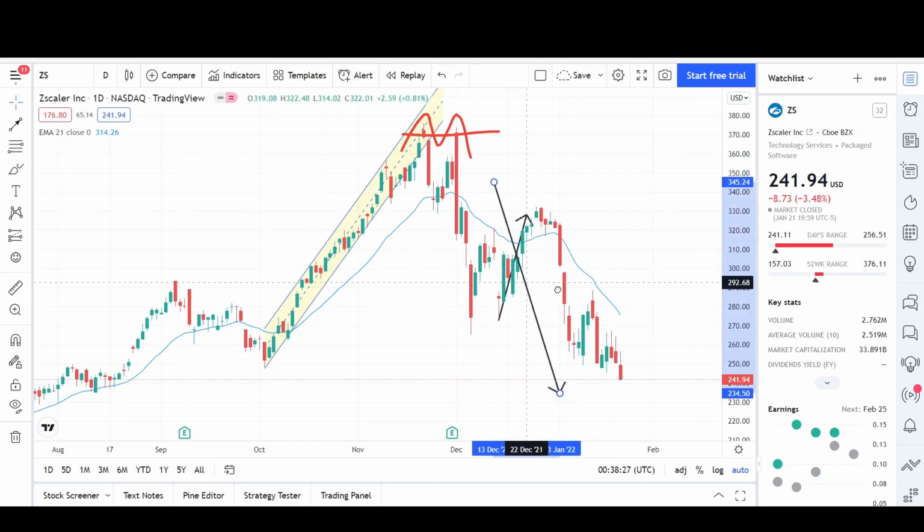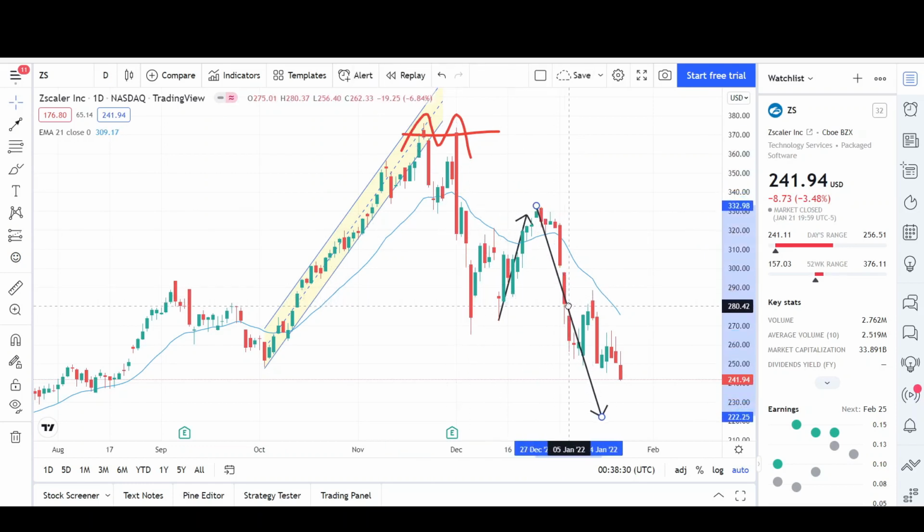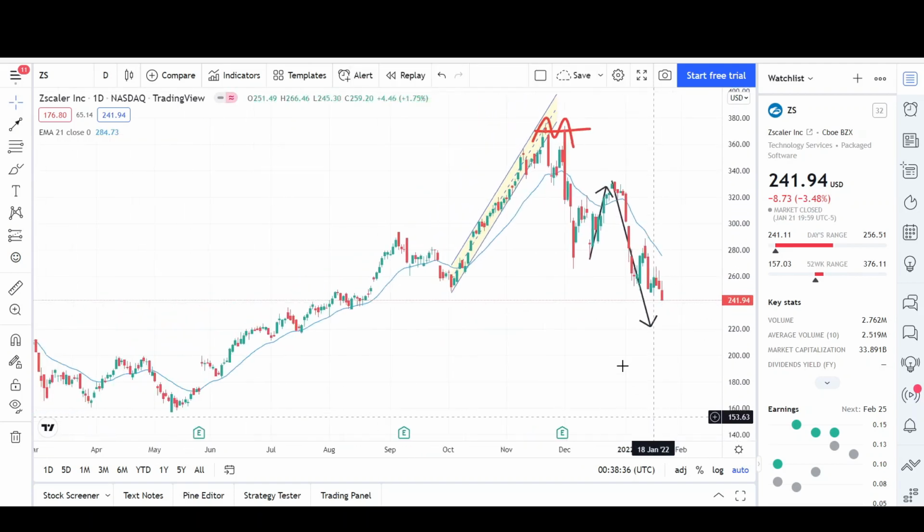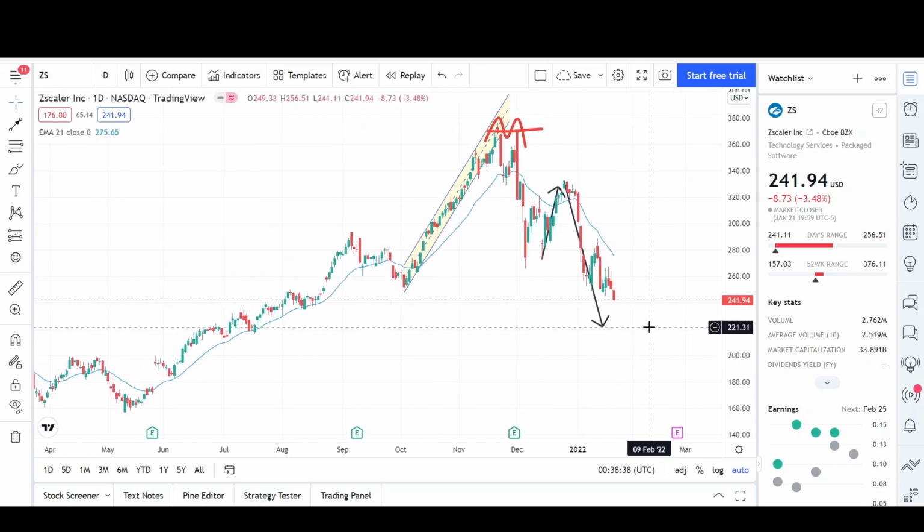So it looks like we're in the formation of the second move, and these measuring moves are pretty accurate, and I can pick a target that prices want to reach using them. So it looks like it's trying to reach that 221 level. So that looks like the target for ZSCALER. I think that's where they want to reach, and we're pretty close to it.